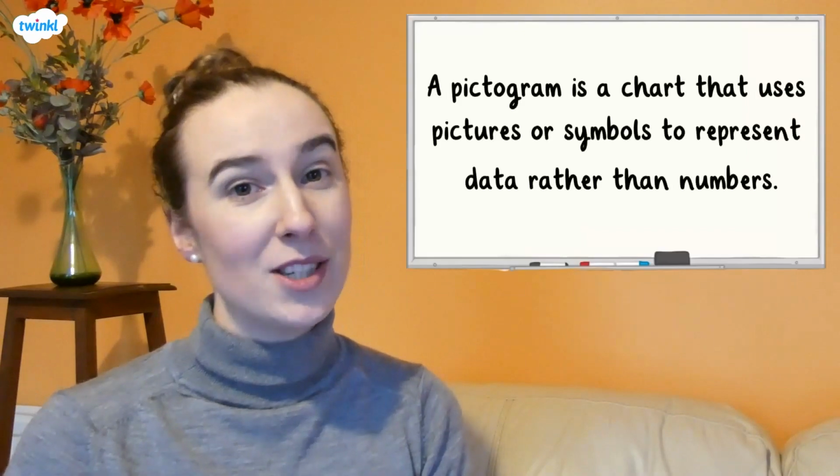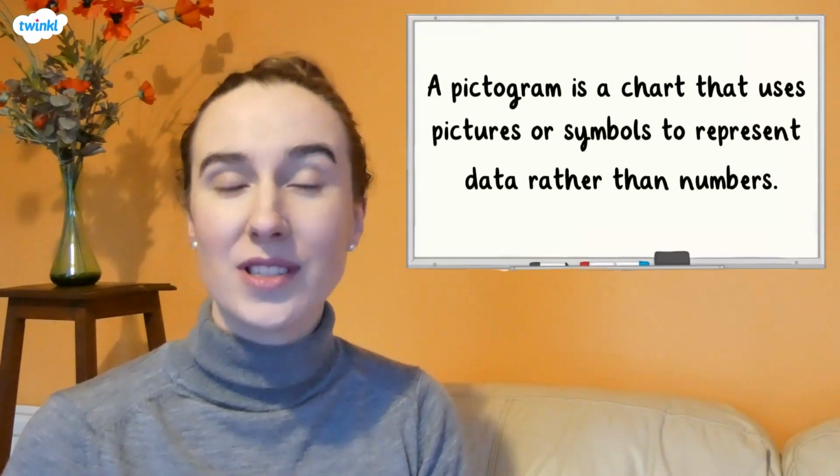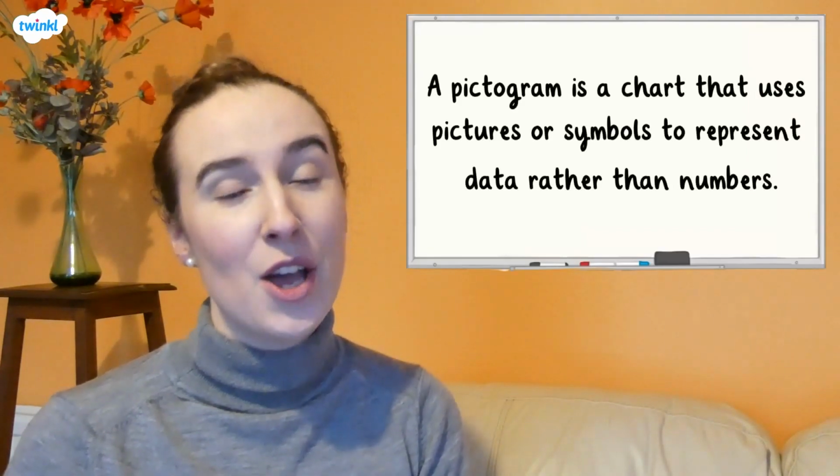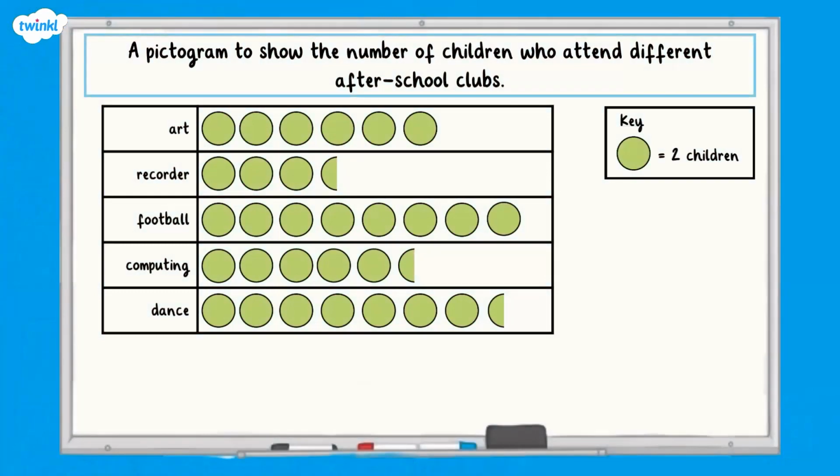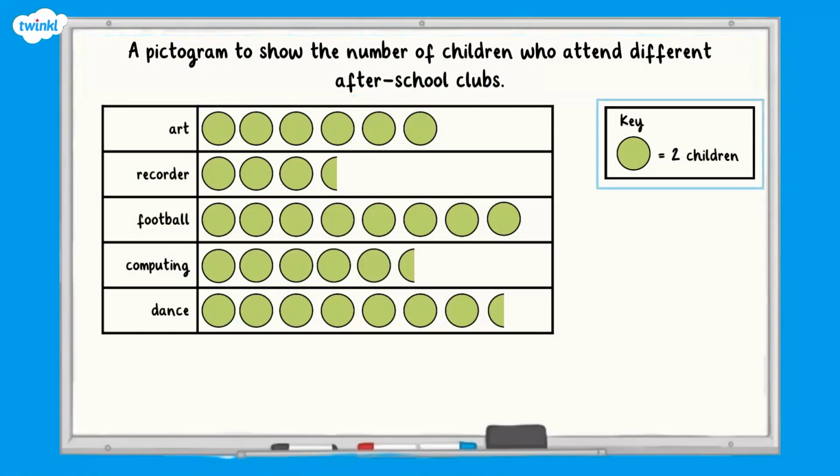A pictogram is a chart that uses pictures or symbols to represent data rather than numbers. This is an example of a pictogram. This pictogram shows the number of children taking part in 5 different after-school clubs. The key here tells us that each circle on the chart represents 2 children.